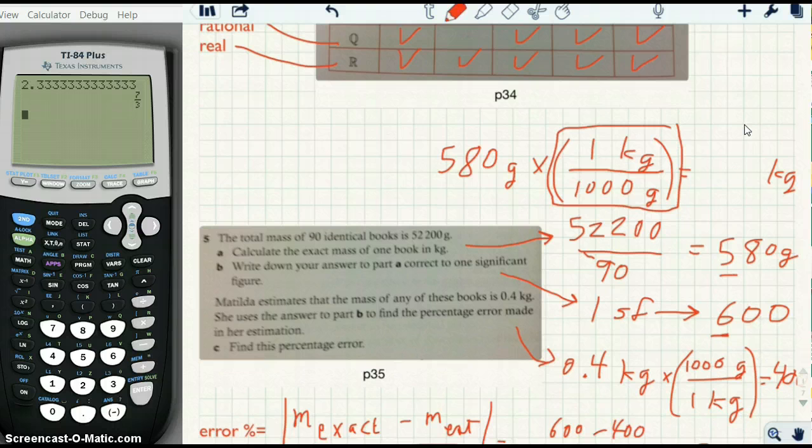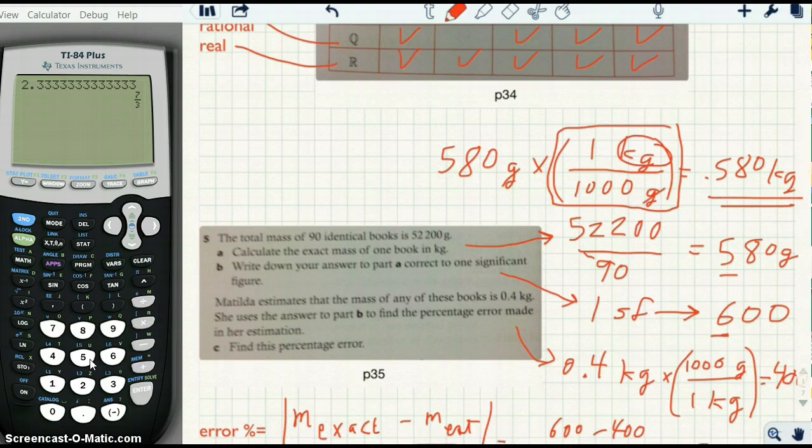So 580 grams times this factor still gives me something that is equivalent to 580 grams. I cancel out the grams. Do you see how I can't confuse which one goes on top, because the grams have to cancel out and the kilograms has to be left. So 580 divided by 1,000 is in the end what I need to do. And if you do that on your calculator, you would type 580 divided by 1,000 and you would get 0.580 kilograms.